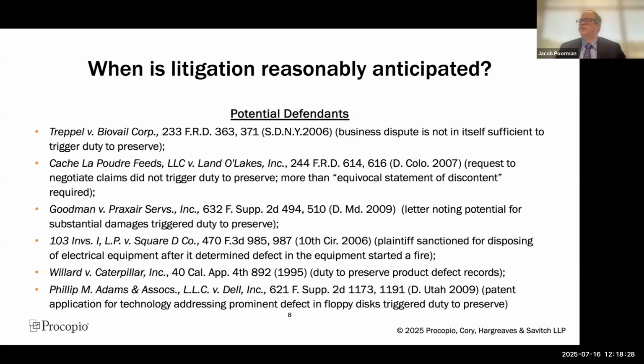The defendant argued that the duty to preserve did not begin until it received the cease and desist letter in 2005, but the court rejected that contention, finding that the notorious nature of the defects, the plaintiff's patent application, and the industry-wide interest in that technology put the defendant on notice that it could be subjected to a patent infringement suit regarding the technology it developed to address these same floppy disk defects.